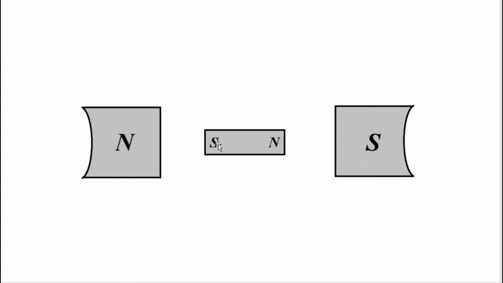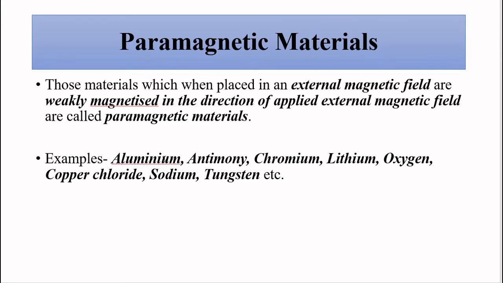In diamagnetic, it was getting weakly repelled. In case of diamagnetic, the north facing end acquires north pole, the south facing end acquires south pole. Like poles repel each other, that's why it was getting repelled. In case of paramagnetic, it acquires opposite poles. North facing acquires south, south facing acquires north, that's why it gets attracted, but weakly. The intensity is not great. Examples of paramagnetic materials are aluminium, antimony, chromium, lithium, oxygen, copper chloride, sodium, tungsten, to name a few.